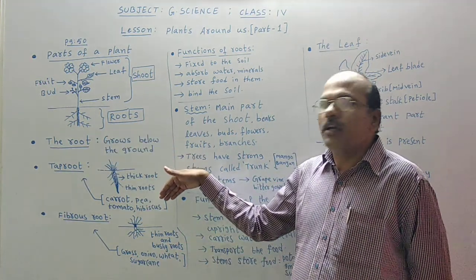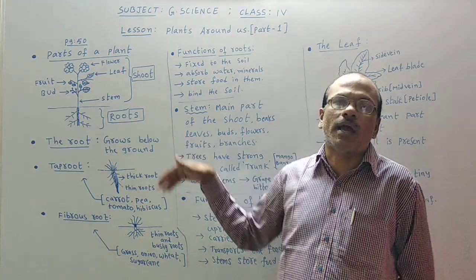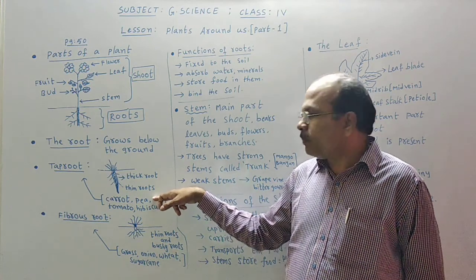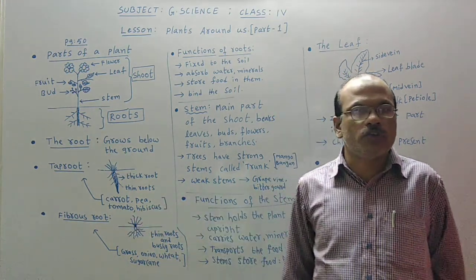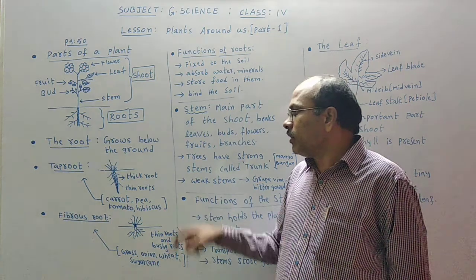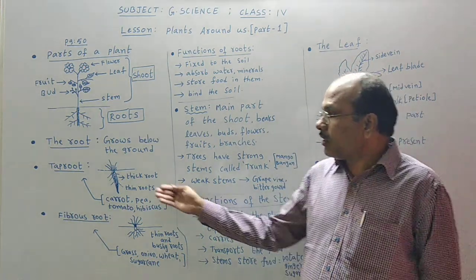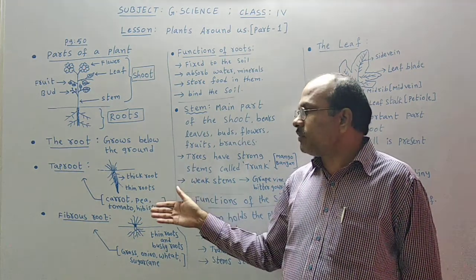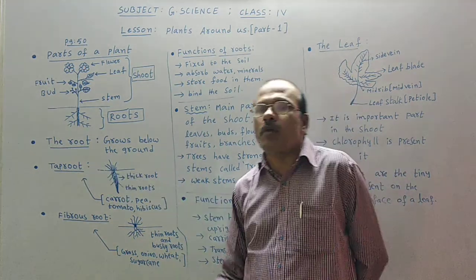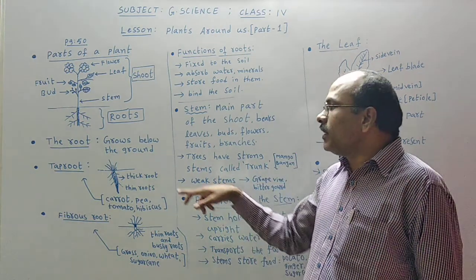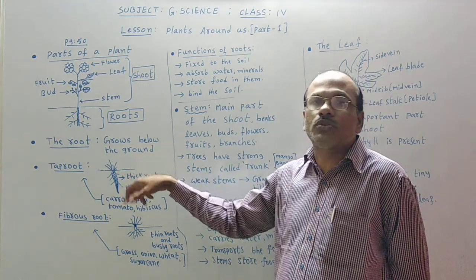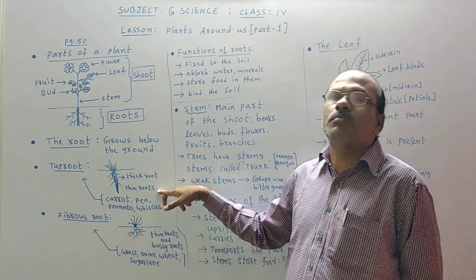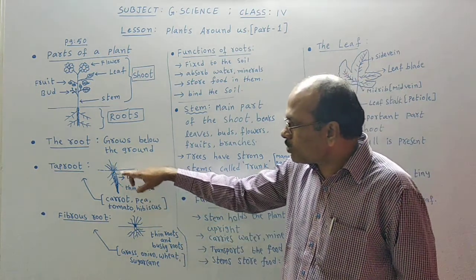Tap roots are in some plants. Carrot plant has a tap root. Pea, it is a vegetable, pea. And tomato vegetable is there for us. Again, hibiscus. The plants of these have a tap root. Tap root is nothing but a thick root like this, which grows below the ground, and at the side of that thick root there are some thin roots also, as I have shown in the figure.